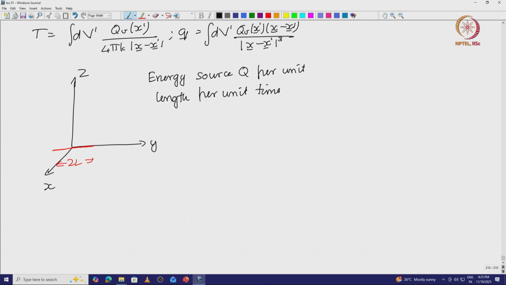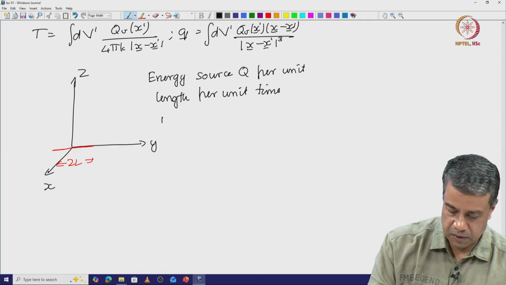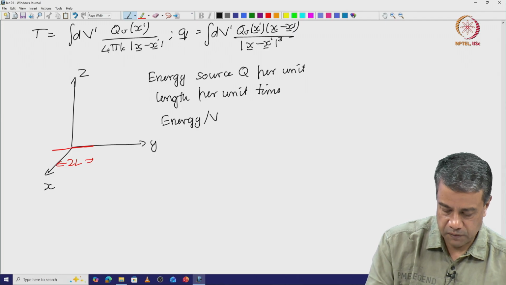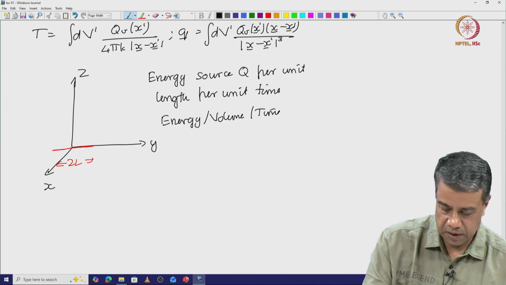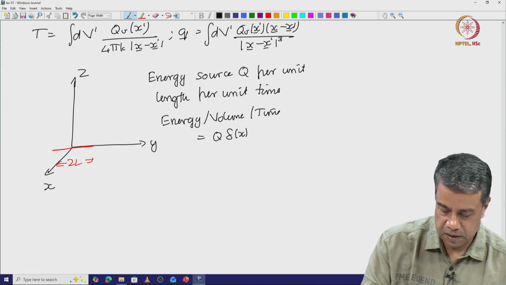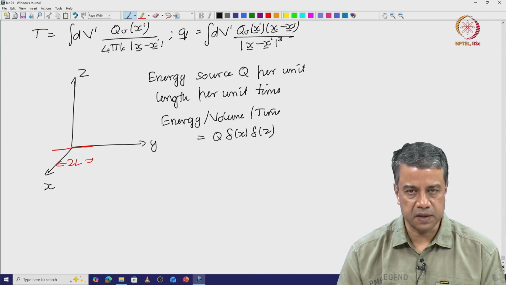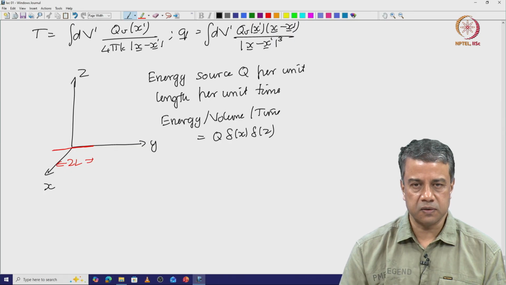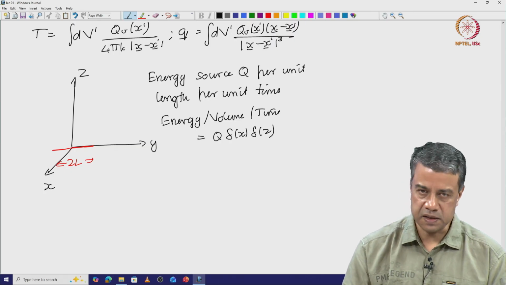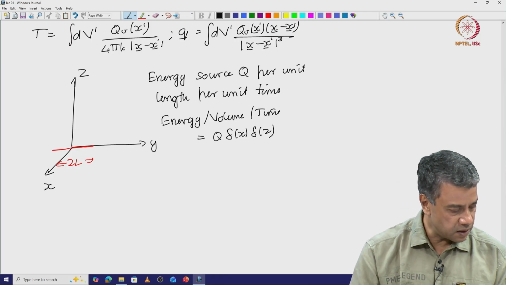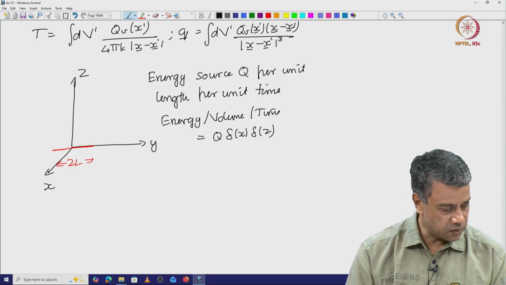So, first things first, this wire is infinitesimal. The source energy per unit length per unit time is equal to Q. Therefore, the volumetric source, that is the energy per unit volume per unit time, is equal to Q delta of x delta of z, because if you consider the wire of infinitesimal thickness, then there is a source only when x is equal to 0 and z is equal to 0 and y goes from minus L to plus L.